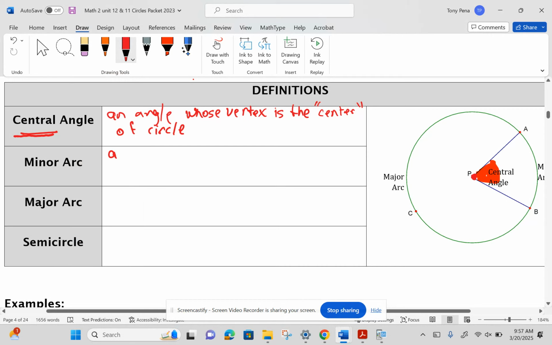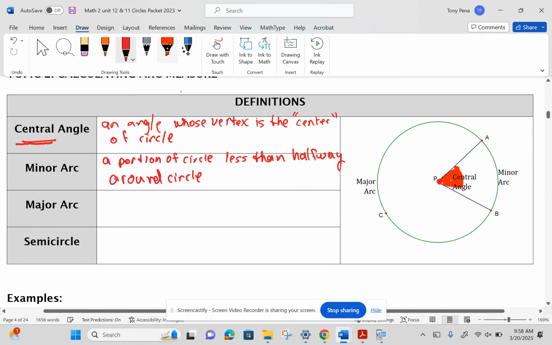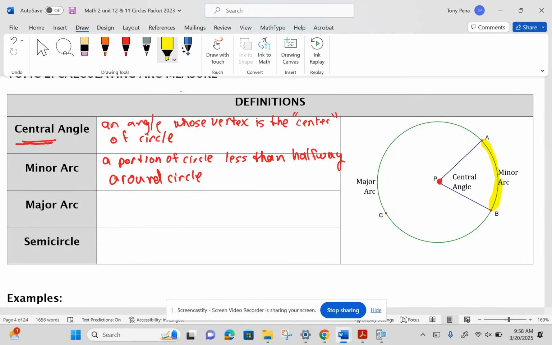A minor arc is a portion of the circle less than halfway around the circle. So let me make this a little smaller so we can see it. So if you look at the graph and where it's labeled a minor arc, the arc is right here. Do we agree that this yellow arc is less than halfway around the circle? All right, that's why it's a minor arc.